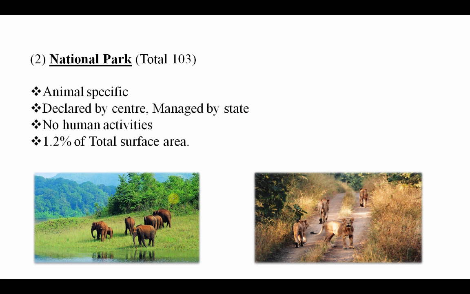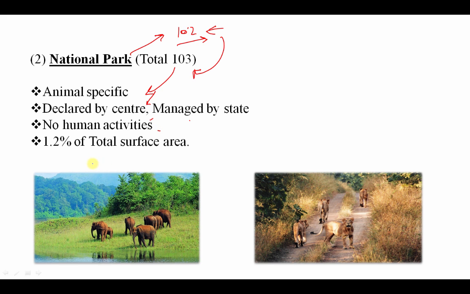Right now there are 103 national parks. Okay. In your NCERT, 11th NCERT, it is said that there are 102 national parks, but it's not relevant. It is not correct data. Right now there are 103 national parks. Okay. And as I told you before, it is animal specific. It is declared by the center, managed by the state. There are no human activities allowed in a national park.